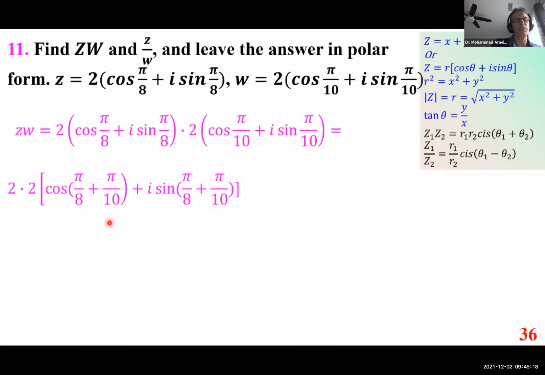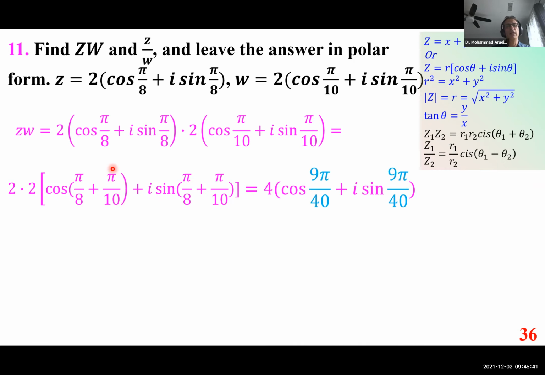I'm assuming everybody can see between 8 and 10, the LCD is 40. And then you have 5 pi and 4 pi, okay? In this case, 40 divided by 8 is 5, so 5 pi, and 40 divided by 10 is 4, so 4 pi. They add up to 9 pi, okay? So 9 pi over 40, and this 4 is the product of these two numbers. And you're done with their product.